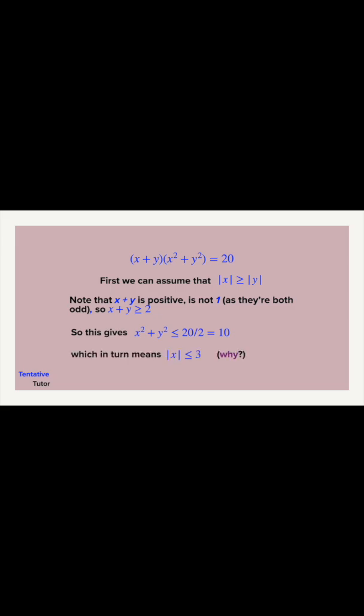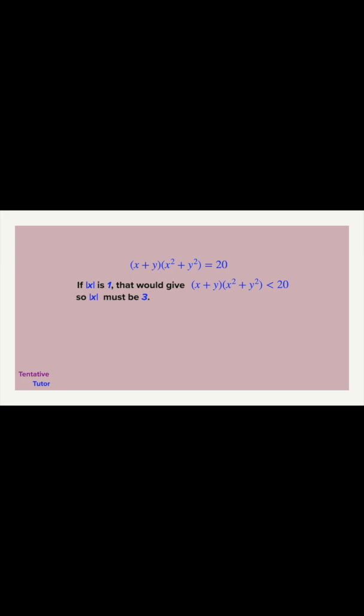And that in turn tells us that the absolute value of x is less than or equal to 3. Do you know why? So the absolute value of x is 3 or 1. If it's equal to 1, that would give that the product is less than 20. So it must be exactly 3. And then since the absolute value of y is less than or equal to it, the absolute value of y must be 3 or 1.